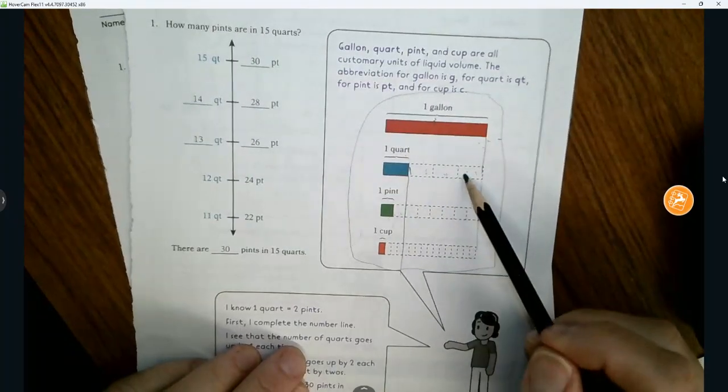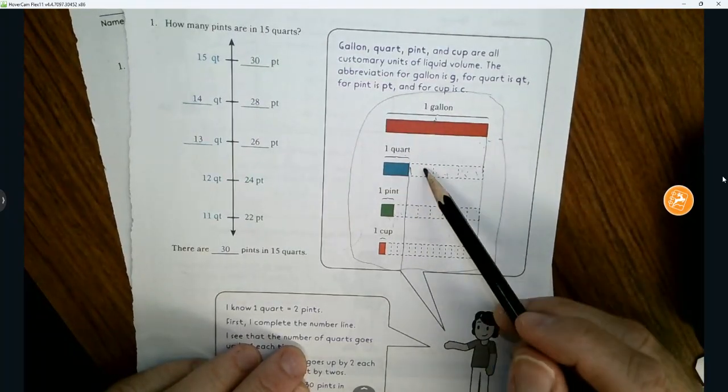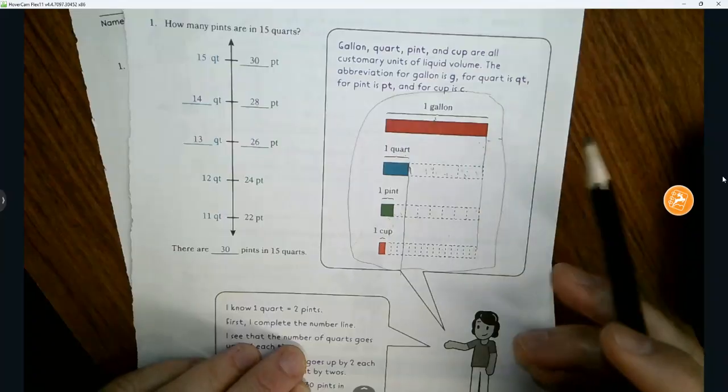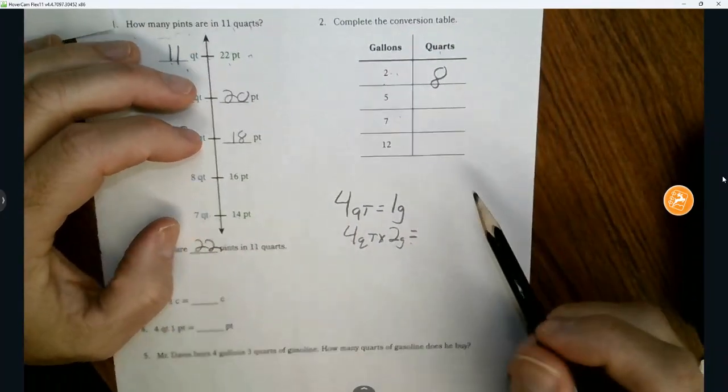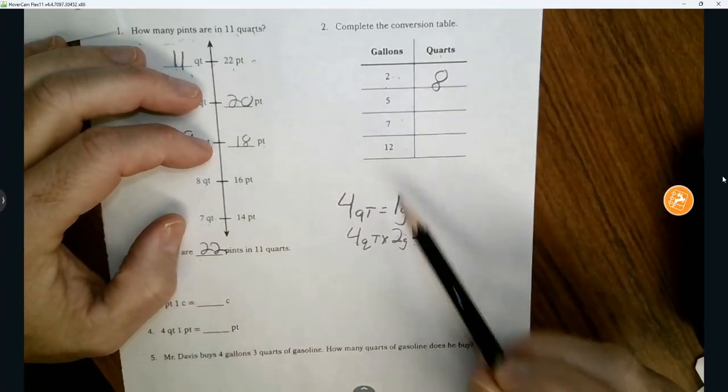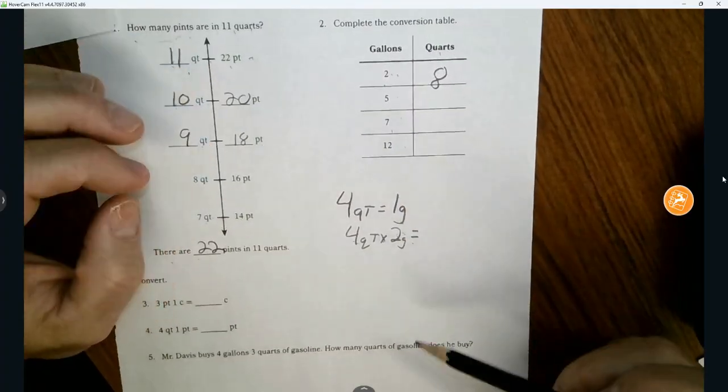So if we look over here again, we have 1 gallon, 1, 2, 3, 4. Well, if we had 2 of those, it'd be 1, 2, 3, 4, 5, 6, 7, 8. So we know we got that right. Use this to help figure out the rest. Just keep changing your gallons. Pull out how many gallons you have, put it in there.